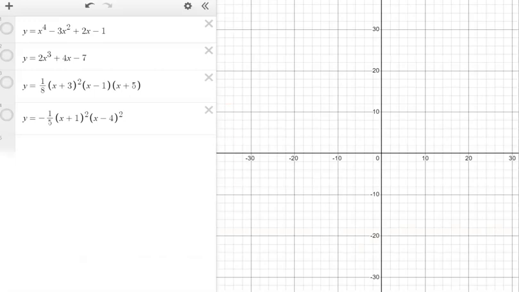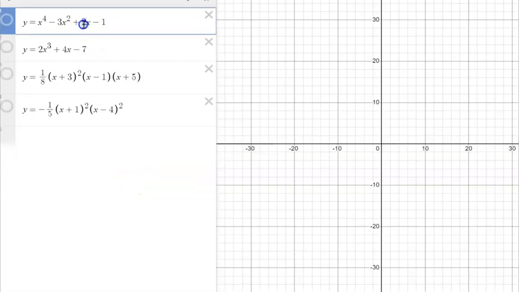With 4 different polynomial equations, notice that in all of these equations, I only have real coefficients. That means that the numbers you see in front of the x's are real numbers. They're not imaginary numbers. And notice that all of my exponents are positive and not fractions. Those are the conditions to be a polynomial.